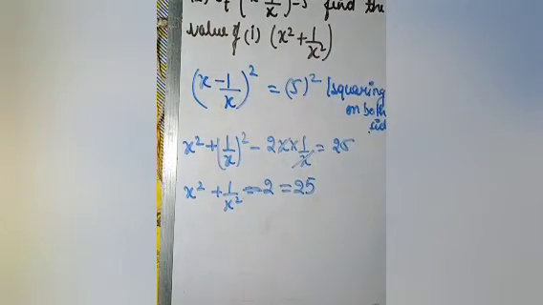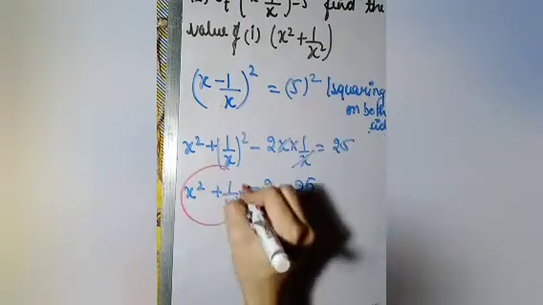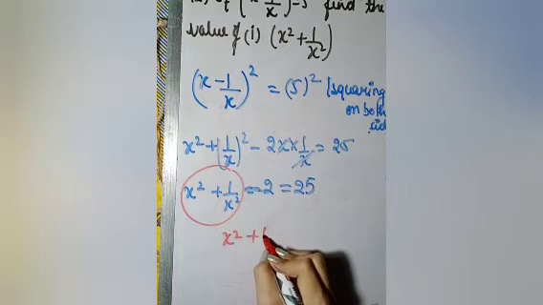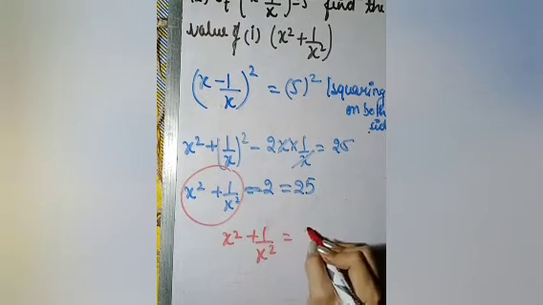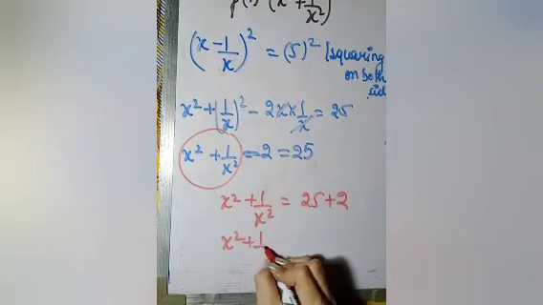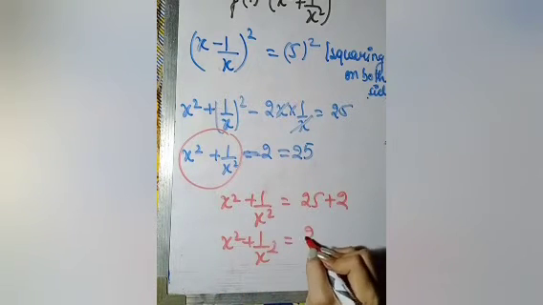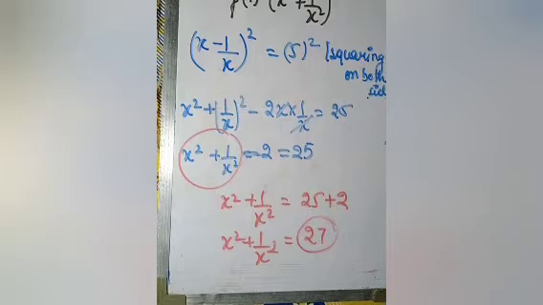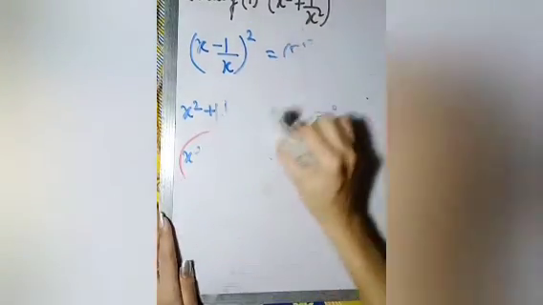Now see what you have to find. You have to find the value of this part, x square plus 1 upon x square. So we send 2 to the other side, and it will be plus 2. Now the value of x square plus 1 upon x square is 27. This is the answer. Isn't it easy? Yes. Now see the next part of this question.